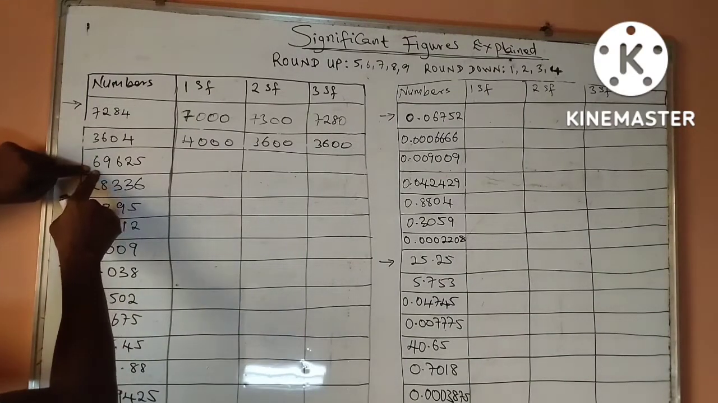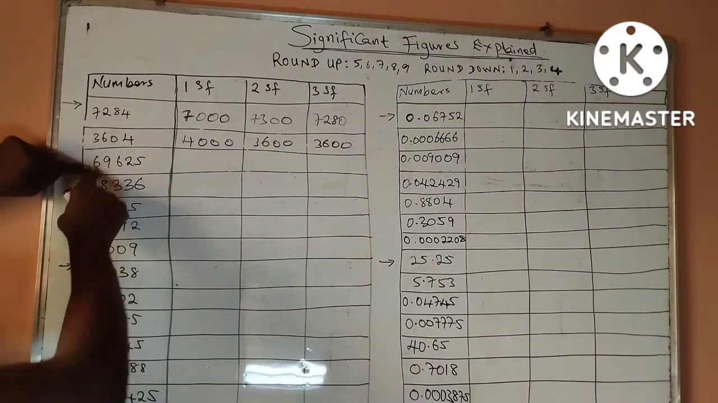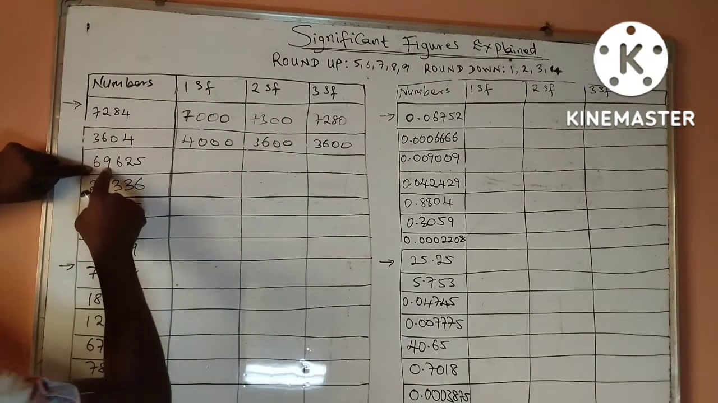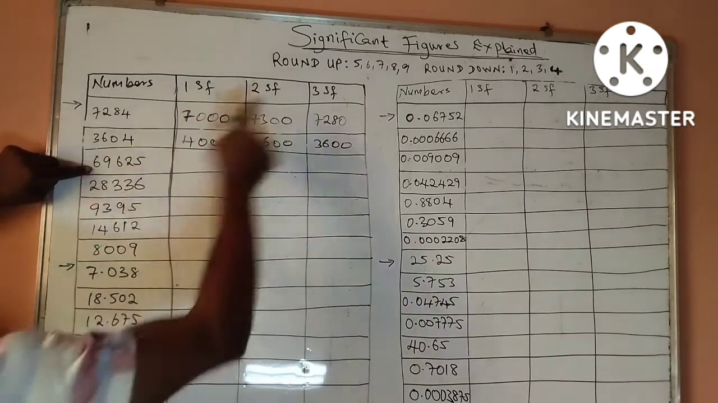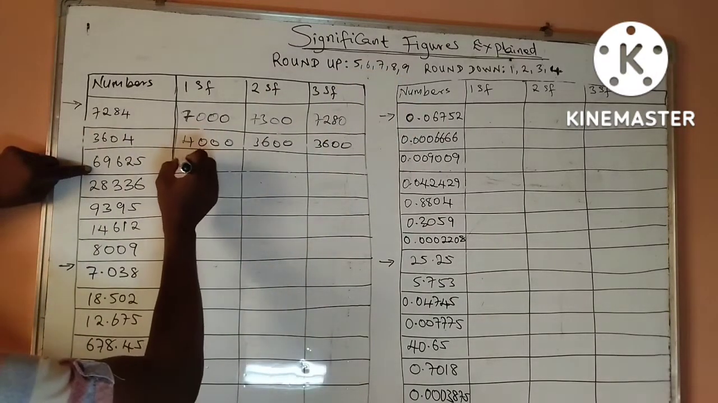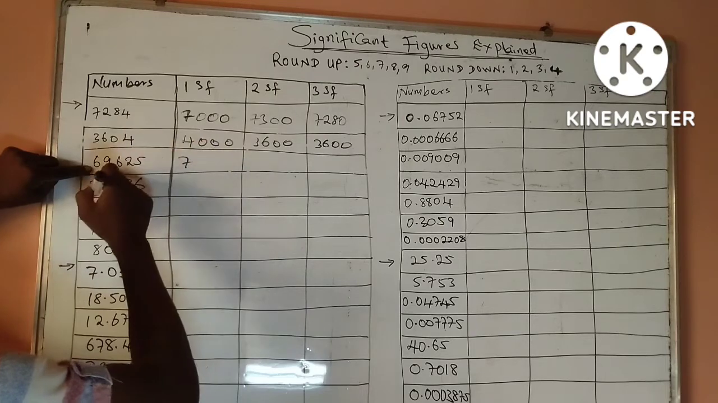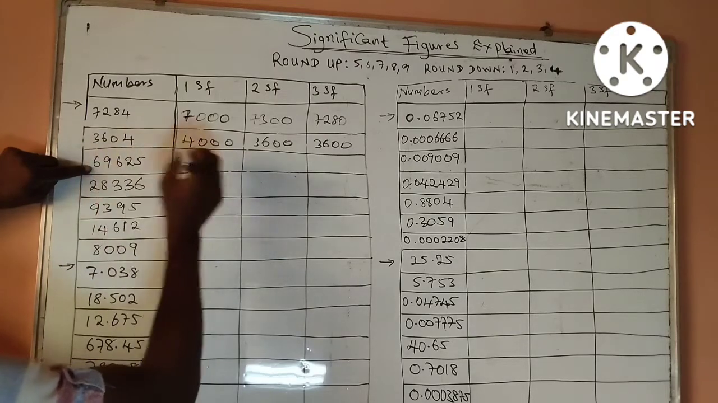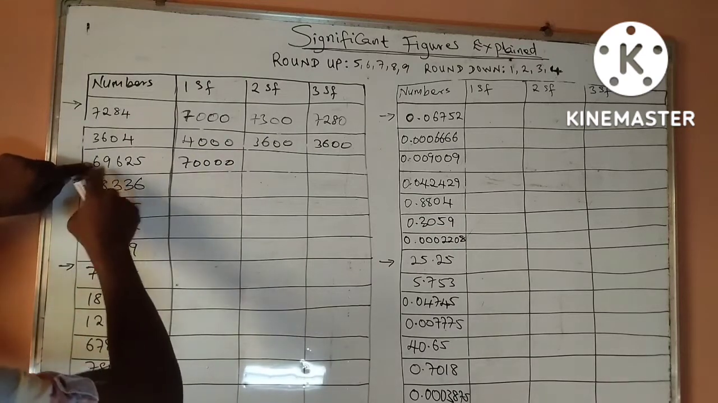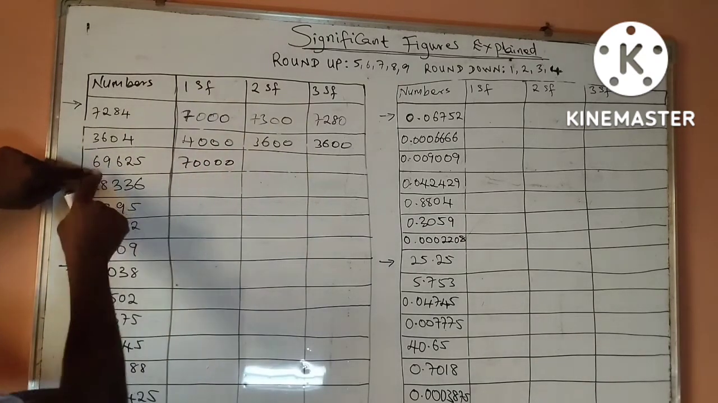I have the next one, which is to one significant figure. I will stop at this 6. But 9 is a number to be rounded up. So I call it 1 and add it to 6. That will now give me 7. Then every other digit becomes zero. To two significant figures, watch out.